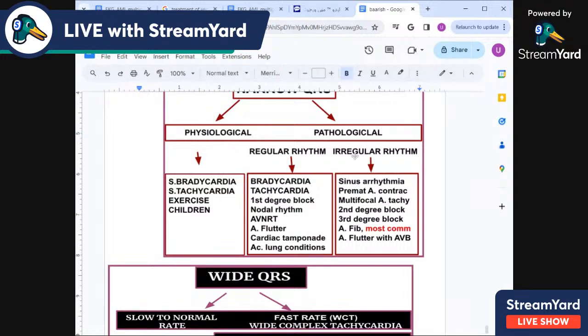In an irregular narrow pathological QRS, we have sinus arrhythmia, premature atrial contraction, multifocal atrial tachycardia, second and third degree block, atrial fibrillation, which is the most common cause of irregular rhythm, and atrial flutter with atrioventricular block.